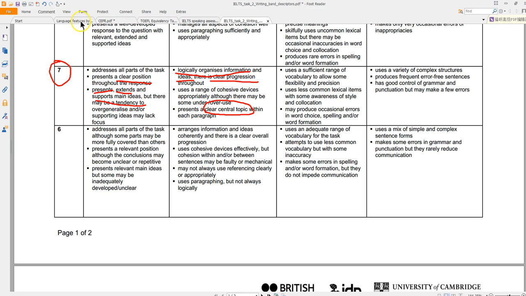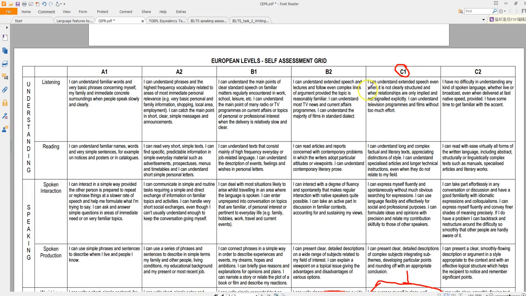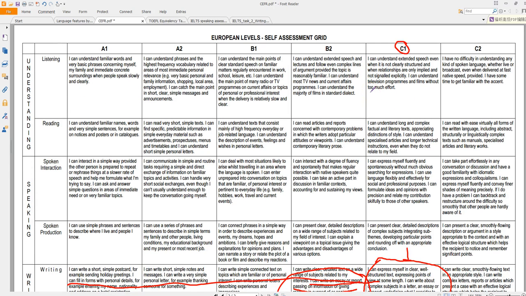Well, if we go back to the table, I can write a report passing on information or giving reasons in support of or against a particular point of view. I can express myself in a clear, well-structured way. So this is basically why the essay is concerned about these things also, and not just about grammar and vocabulary.